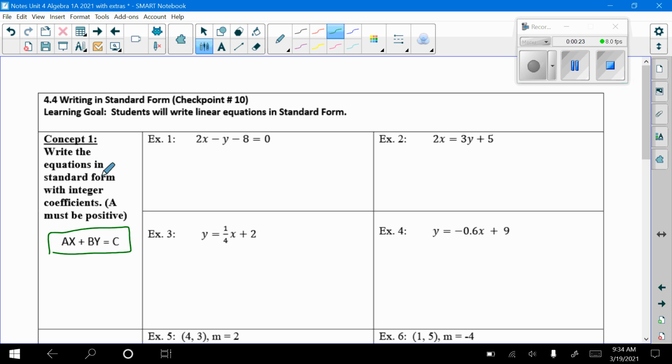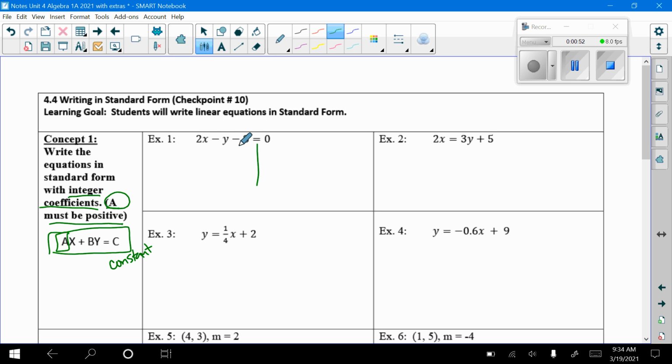A couple of different things. It has to have integer coefficients. In other words, it has to have whole numbers, positive or negative, although the A value has to be positive. So no fractions, no decimals, and this A value has to be positive. Every time, we're going to put the line down the equal sign, and on the far side of the equal sign, the C value is our constant number.